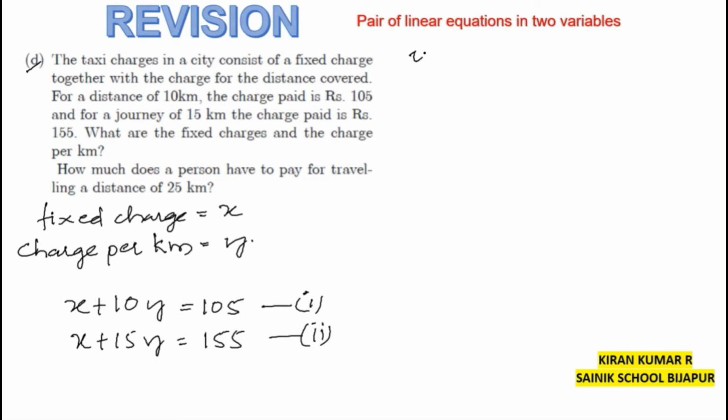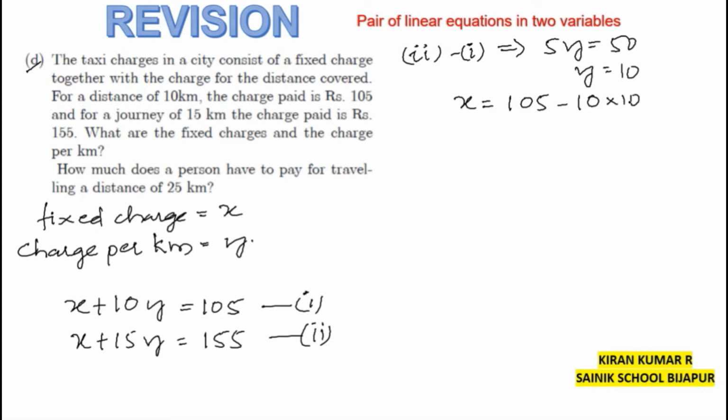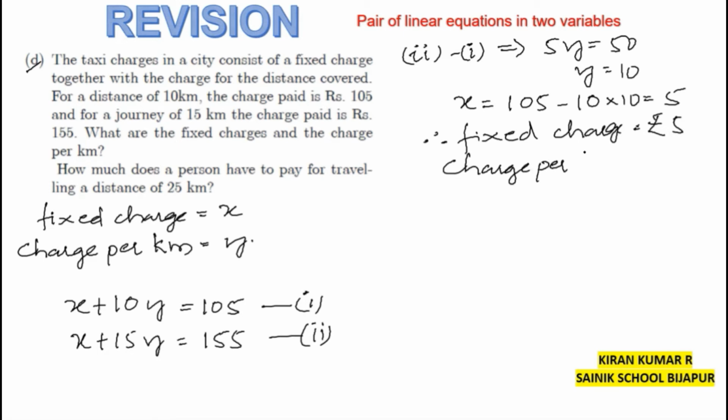Suppose if you do equation 2 minus equation 1, we will be getting 5y equal to 50. So y will be 10. Once the value of y is obtained, we can find the value of x. X will be 105 minus 10y. So 10 times 10, we will get it as 5. Therefore, fixed charge is rupees 5 and the charge per kilometer is rupees 10.